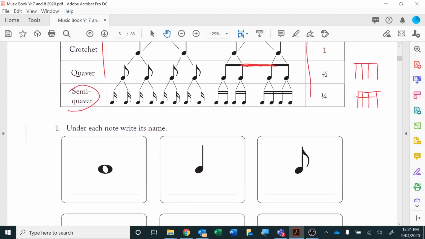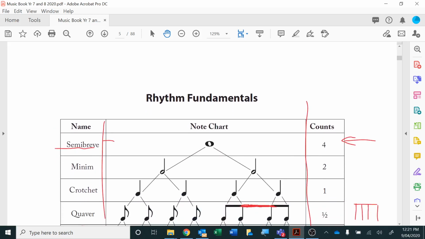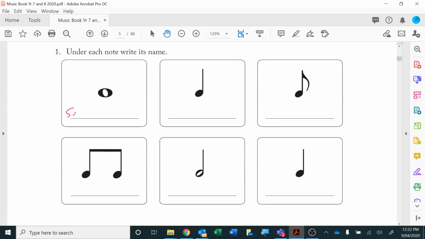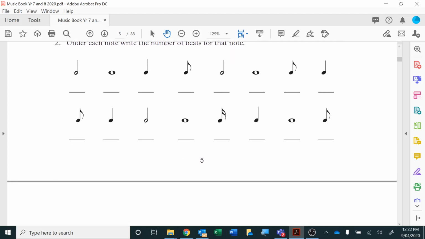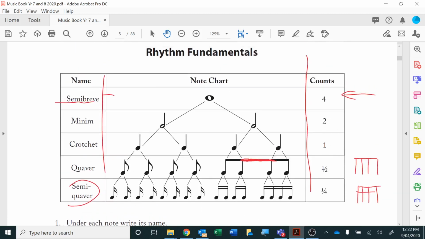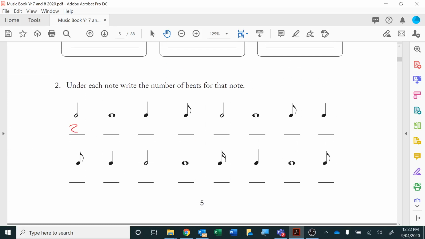Okay, we'll move on. So this is where you start working. Under each note, write its name. Well, we're talking about the rhythm name, so the first one is semi-breve. So scroll down and write in semi-breve. Now, the difference between this one and that one, this one is quaver, that's quavers. So just be careful. I'm sure you can fill in this one, the number of beats. Well, we can go up to the table again, or we can just know that this one, for example, is 2 beats, and so on.